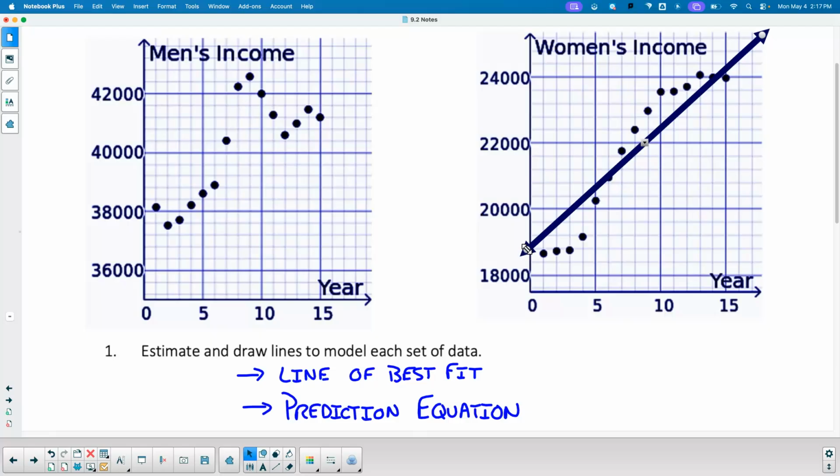So, hold on here now. I'm going to say that we are then going through this point and that point right there, yes? So find those 2 points and draw in your line of best fit.